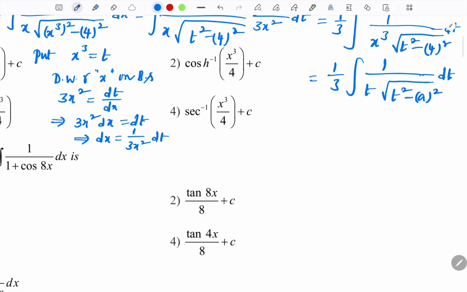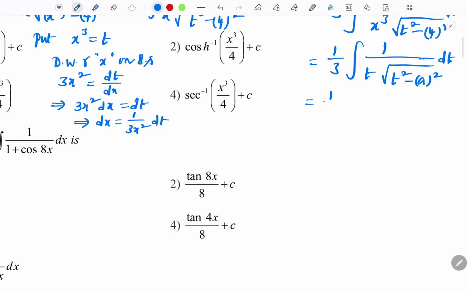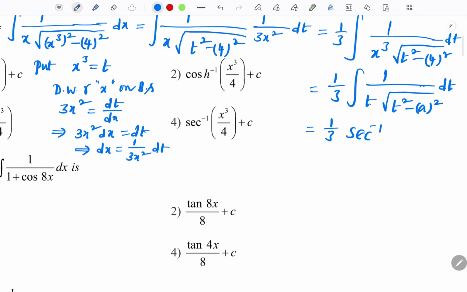Then if I write the formula here, 1 by 3 secant inverse of, oh, it's a 4, right? It's a 4. Make it correct, students. It's a 4 whole square. Then secant inverse x, instead of x, what is the variable? t by a. What is a here? 4 plus c. I am now replacing t as x.